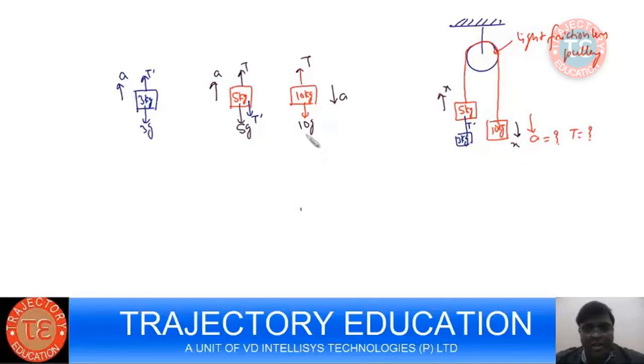I've drawn the free body diagram. Now I'll apply Newton's second law. You have the net acceleration in the downward direction, so net force will also act in the downward direction. So the net force in the downward direction is going to be 10g minus T equals 10a. And this is going to be T minus T dash minus 5g equals 5a. This is T dash minus 3g equals 3a. If I call these equation 1, equation 2 and equation 3, then I add all of these.